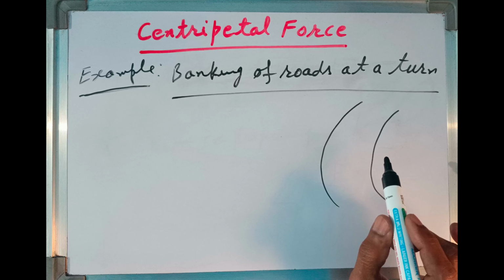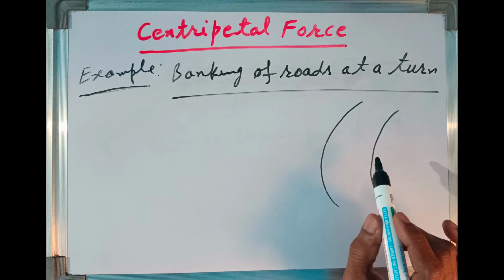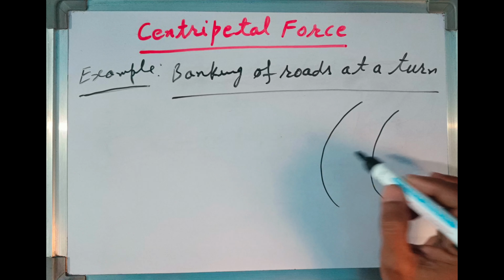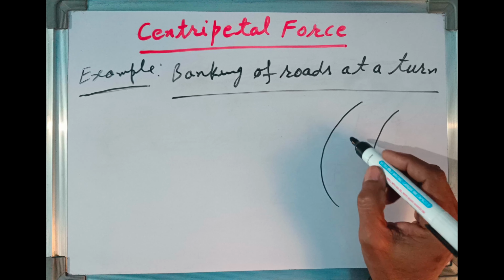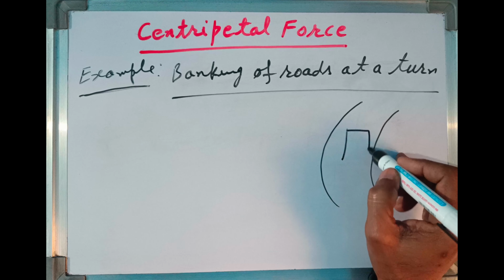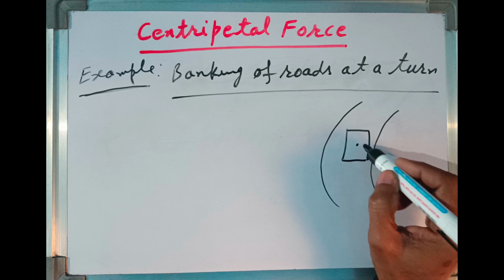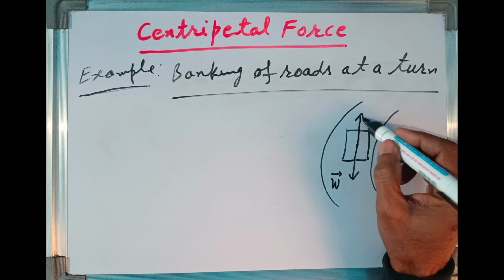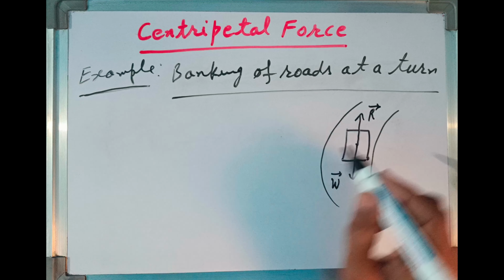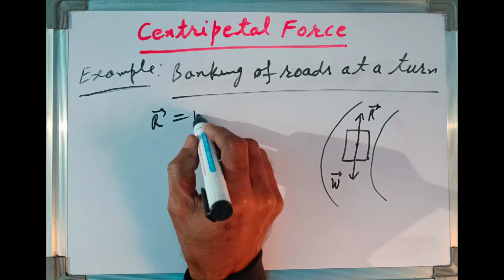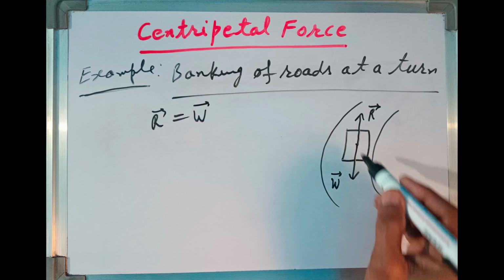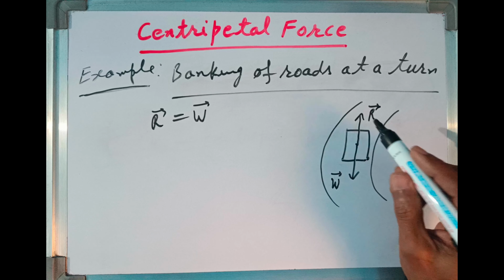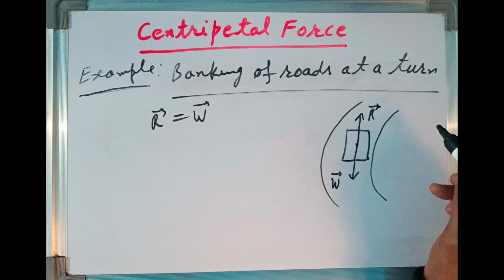Now let us try to understand how this banking provides centripetal force. When the outer edge and inner edge of the road at the turn are at the same level, suppose this is a vehicle that is moving on the road. This vehicle will have weight in vertically downward direction, and a normal reaction will act on the vehicle, equal and opposite to the weight of the body. They balance each other, and no force is left for the vehicle to provide centripetal force at the time of turning on the road.